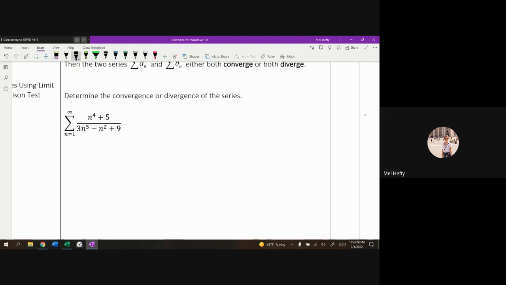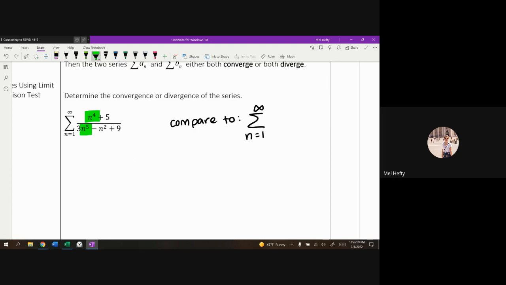Let's talk about what we're going to compare to. All of our comparisons are going to start with choosing what to compare to. Thoughts on how to choose what to compare to here? What's your guess? Okay. I'm actually just going to pull the highest powers from top and bottom.